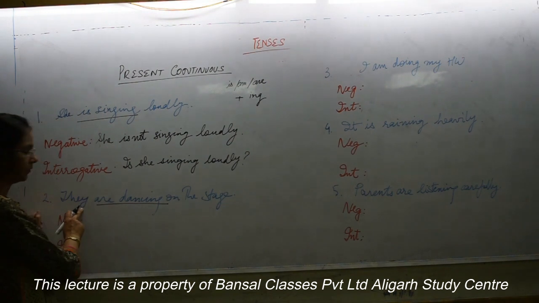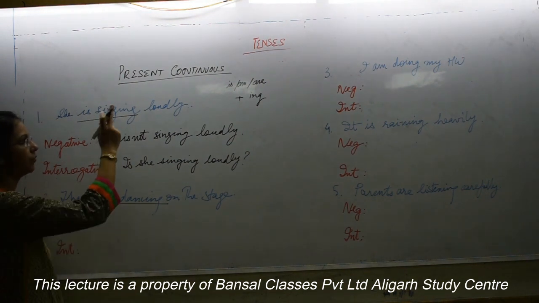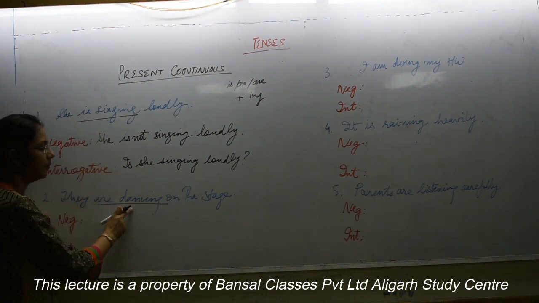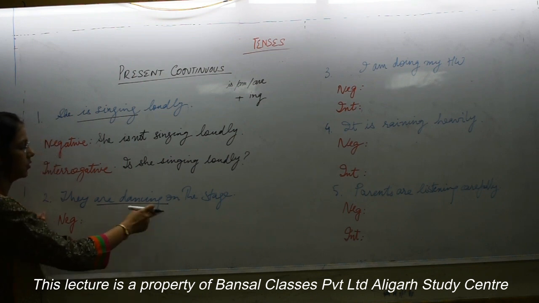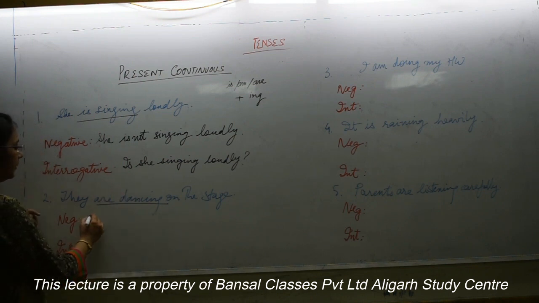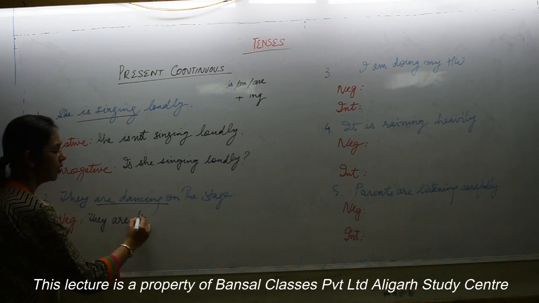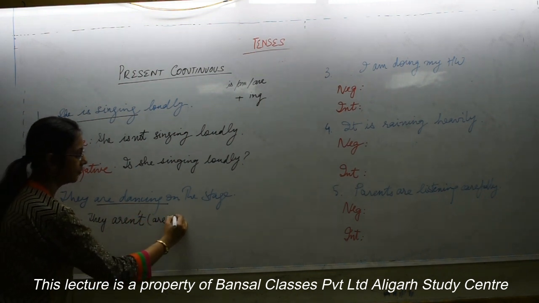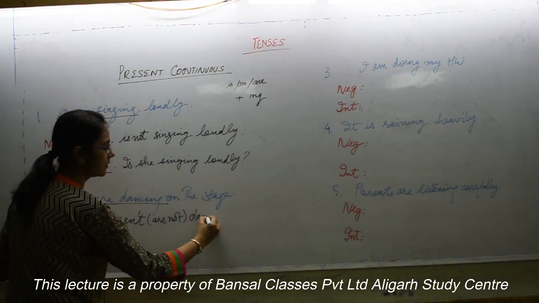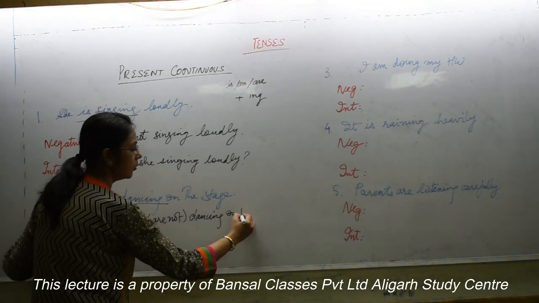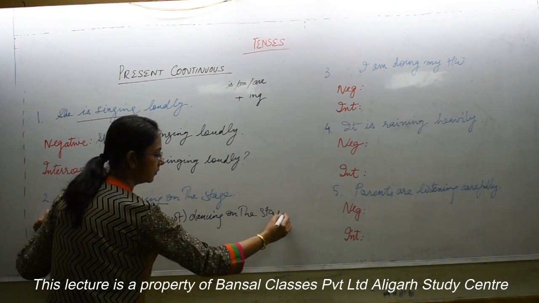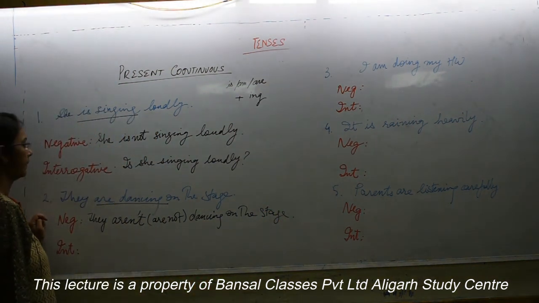Next, they are dancing on the stage. Are dancing, they will come with are, ing form of the present continuous. The verb is dance. So, negative would be they aren't or are not, you can say they are not dancing on the stage. Okay.